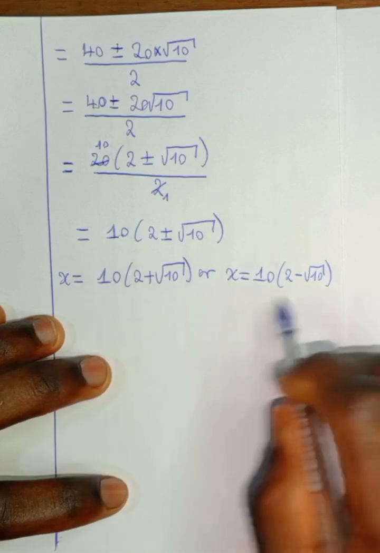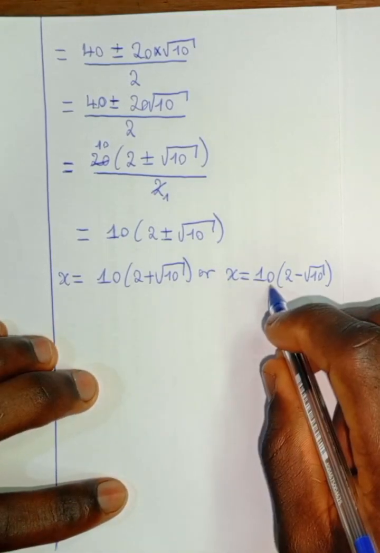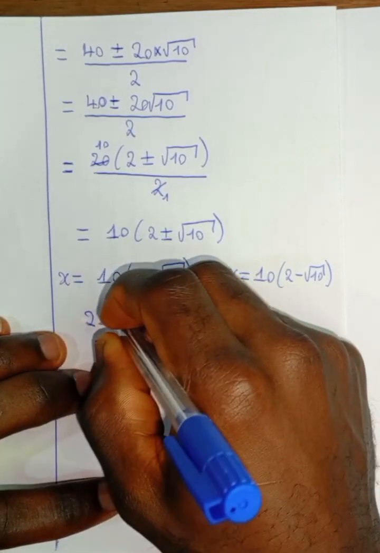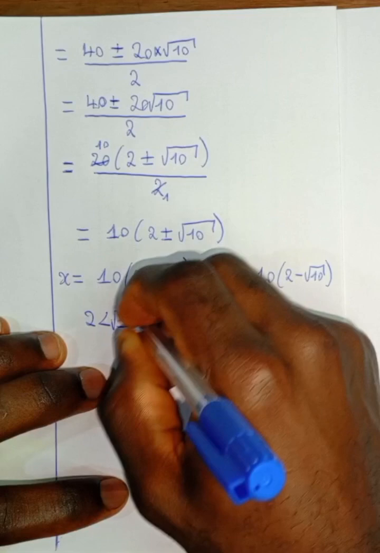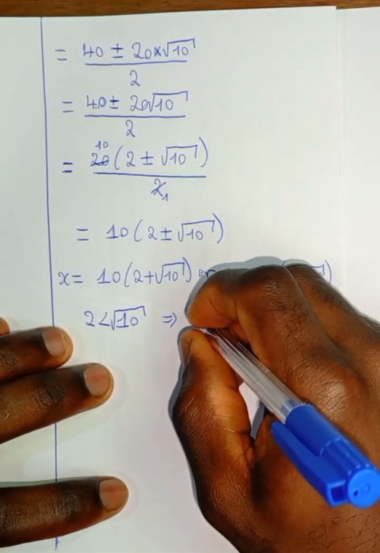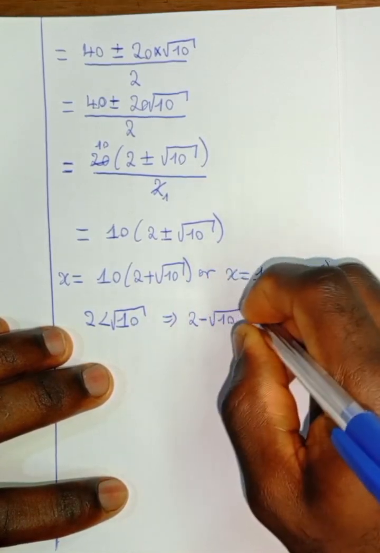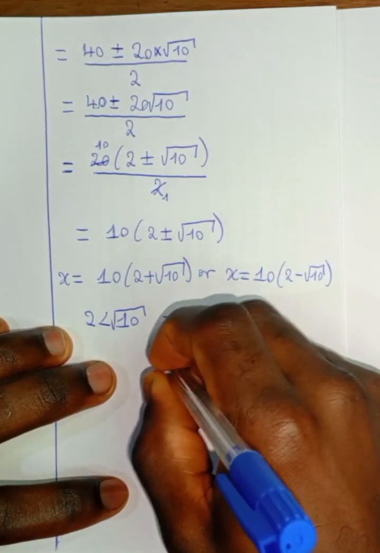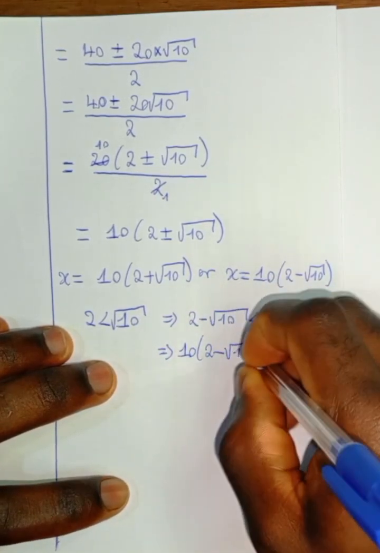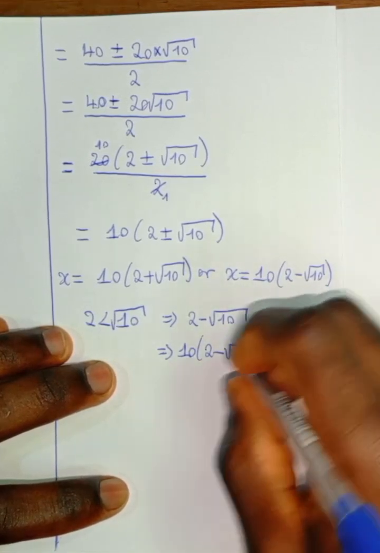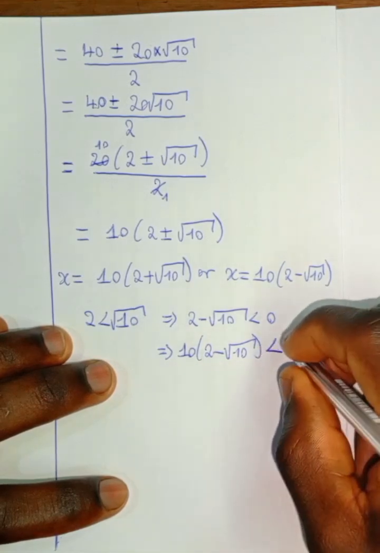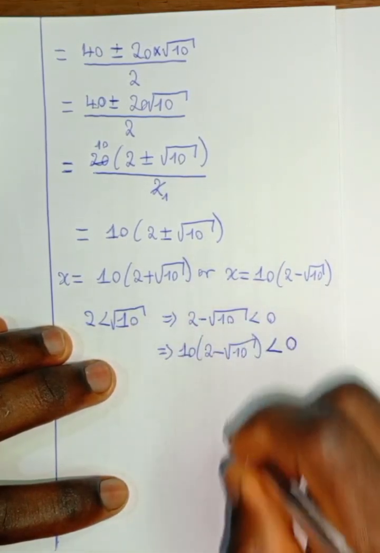Okay, now looking at the two solutions for x, you'll see that if we take 2 minus root 10, 2 is less than root 10. It simply means if you take 2, you transfer root 10 to the left hand side, it becomes negative root 10. 2 minus root 10 is less than 0. It therefore means if we take 10 times 2 minus root 10, the answer will be less than, we are multiplying both sides by a positive number, so the inequality sign will remain unchanged. 10 times 0 remains 0. So this is less than 0.